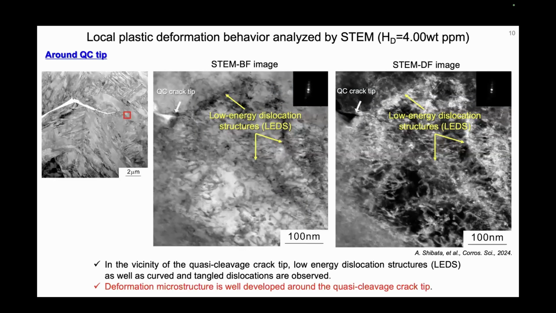So next is a high magnification TEM image around the crack tip, a bright field image and a dark field image. So low energy dislocation structures, so-called LEDS, as well as curved and tangled dislocations are observed. So the deformation microstructure is well developed around the quasi-cleavage crack tip.